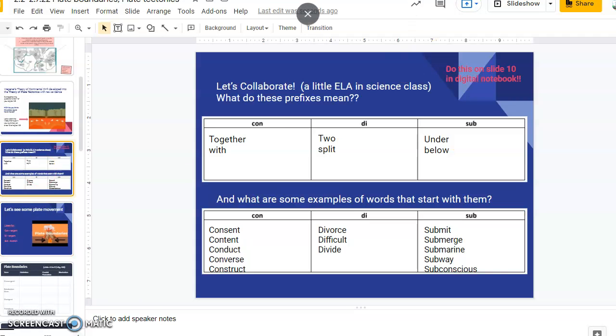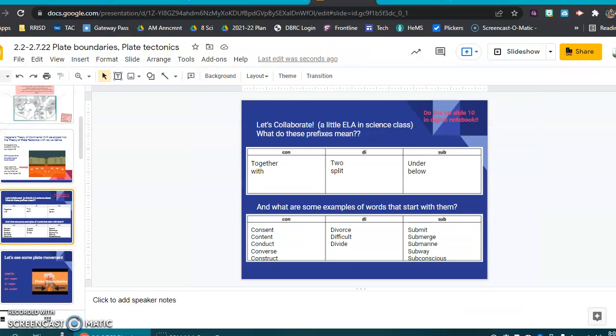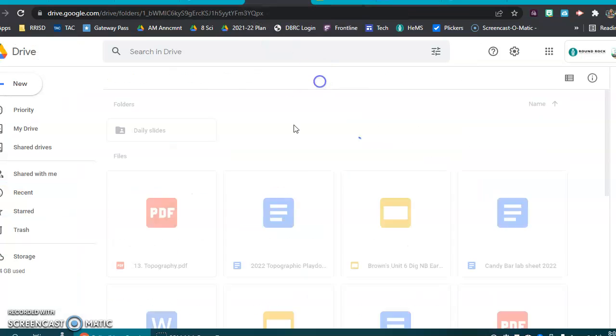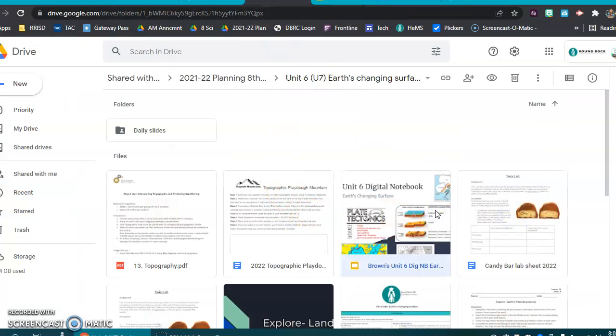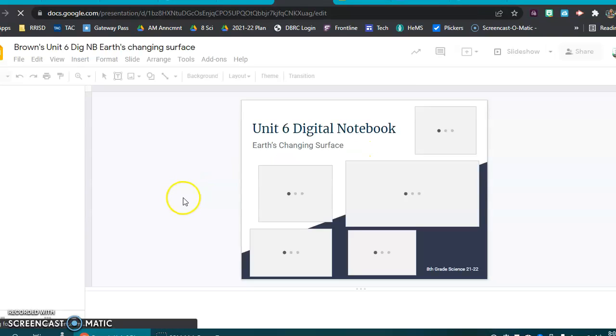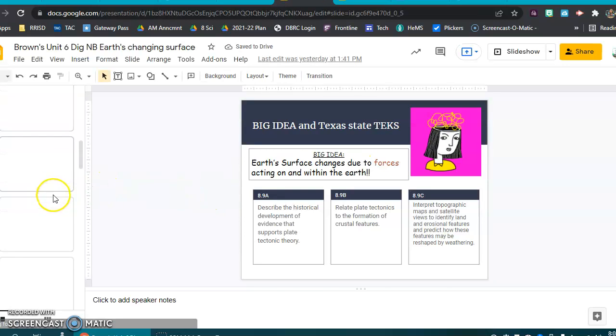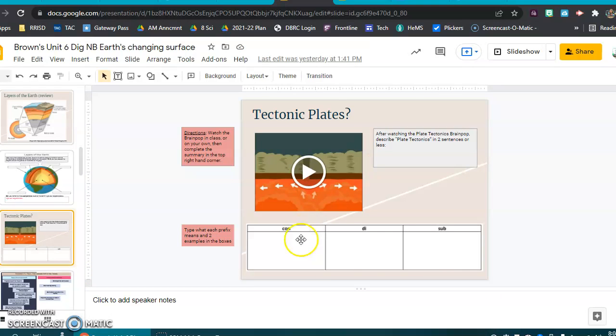All right, so that's slide 10. So let's take a look at slide 10 in our digital notebook. I'm going to go in there and get my digital notebook, because yes, I have my own copy. So we're going to go down here to slide 10, and that's where you should put those in there. And you have directions here on the side.